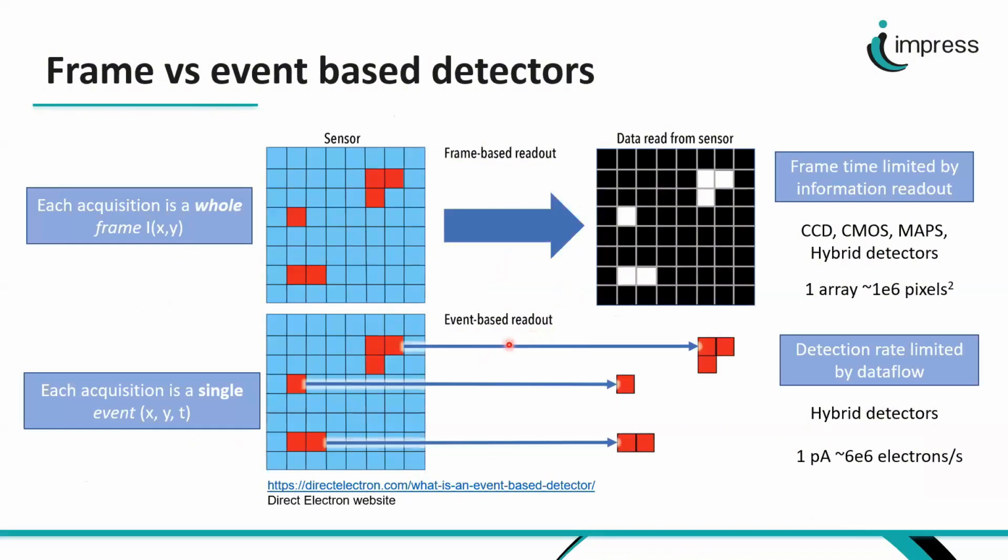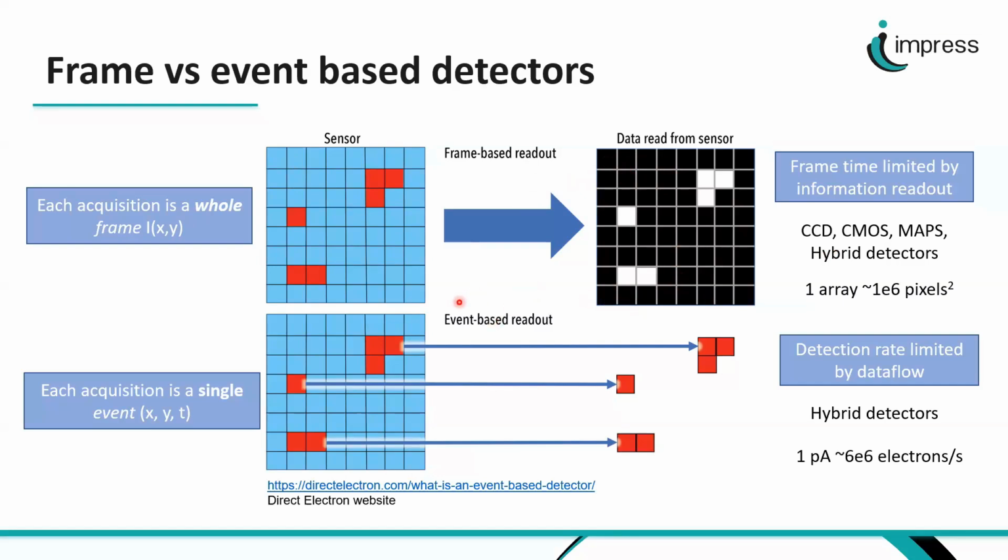All right, so what are event-based detectors? Typically, most of us are used to using frame-based detectors. Globally, these are 2D arrays that allow us to measure the number of electrons arriving on the sensor at a given pixel. So you just have a map of pixels with a given intensity. This is typically what we do using a CCD, a CMOS, or these new direct electron detectors, such as the MAPS and the hybrid detectors, like the Medipix.